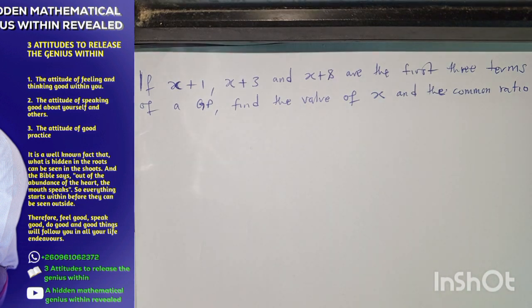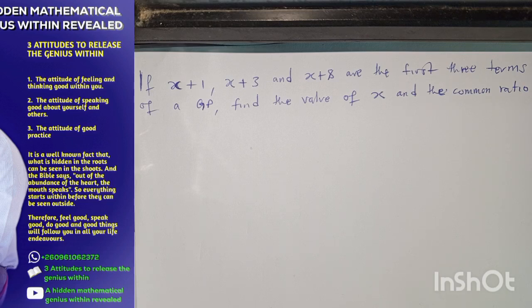Okay, so today's question is on geometric progression. If x plus 1, x plus 3, and x plus 8 are the first three terms of a GP, find the value of x and the common ratio.